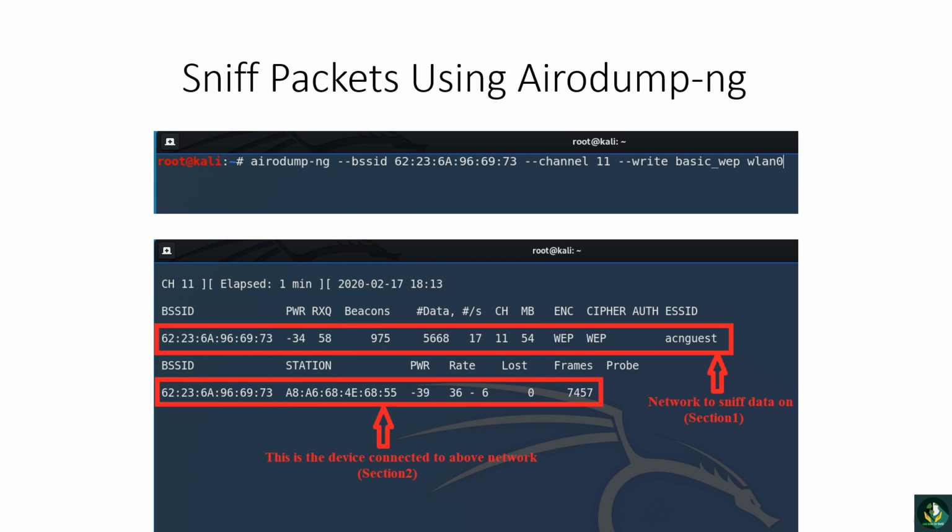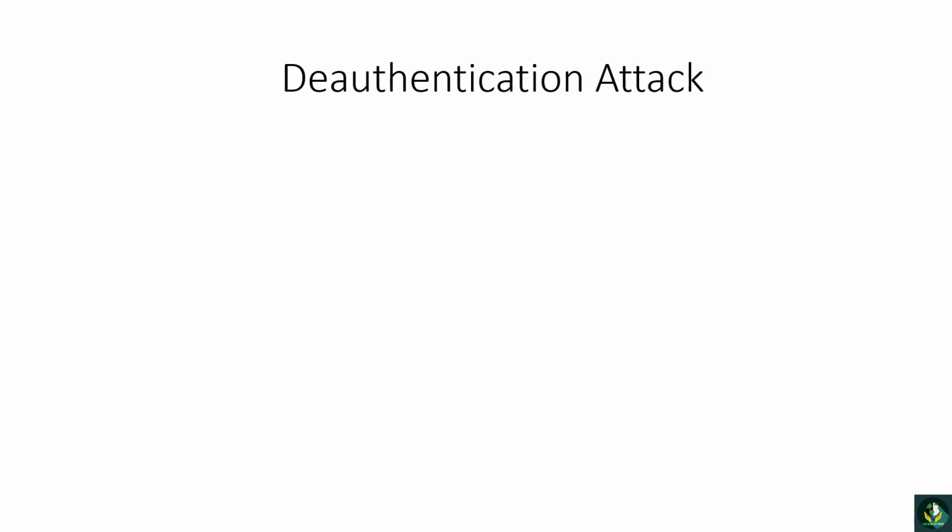So after the sniffing process is done, we will go to our final stage, which is the deauthentication attack. Deauthentication attack is used to disconnect any device from any network. This attack can be used on any encrypted network such as WEP, WPA, WPA2. For this attack to work, you don't need to worry about the network key. Also, there is no need to connect to the network.